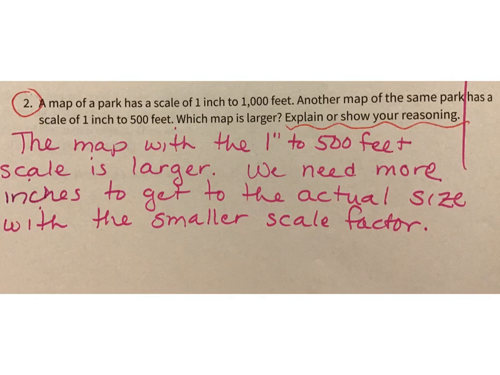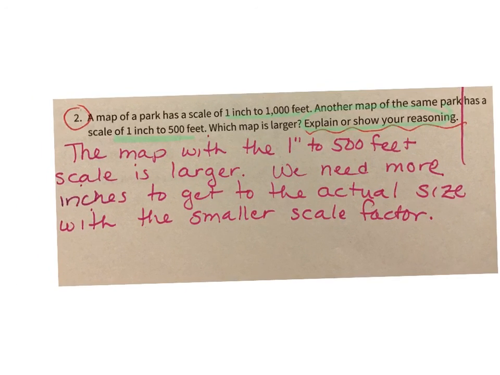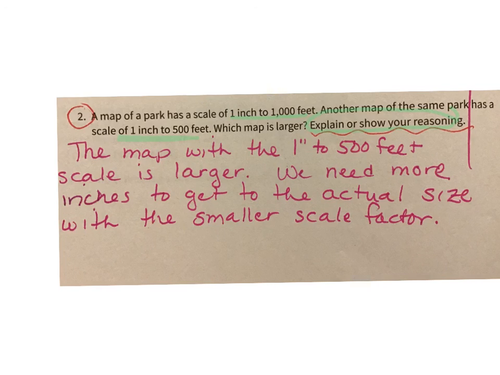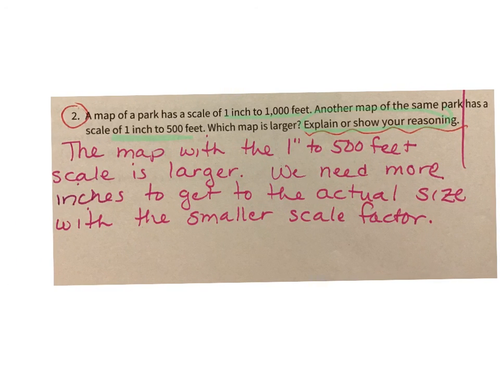The next one is asking about the map of a park. It has a scale of 1 inch to 1,000 feet. Another map of the same park, the scale is 1 to 500. Which map is larger? And it says, important here, explain or show your reasoning. I said the map with the 1 inch to 500 feet scale is larger. And my reasoning was that we need more inches to get to the actual size with the smaller scale factor. You could have said something like that in different words as well. You could have made a chart for me. Whatever works for you, okay? But whenever you're expected to explain yourself, make sure you give some words, give some reasoning for your understanding.